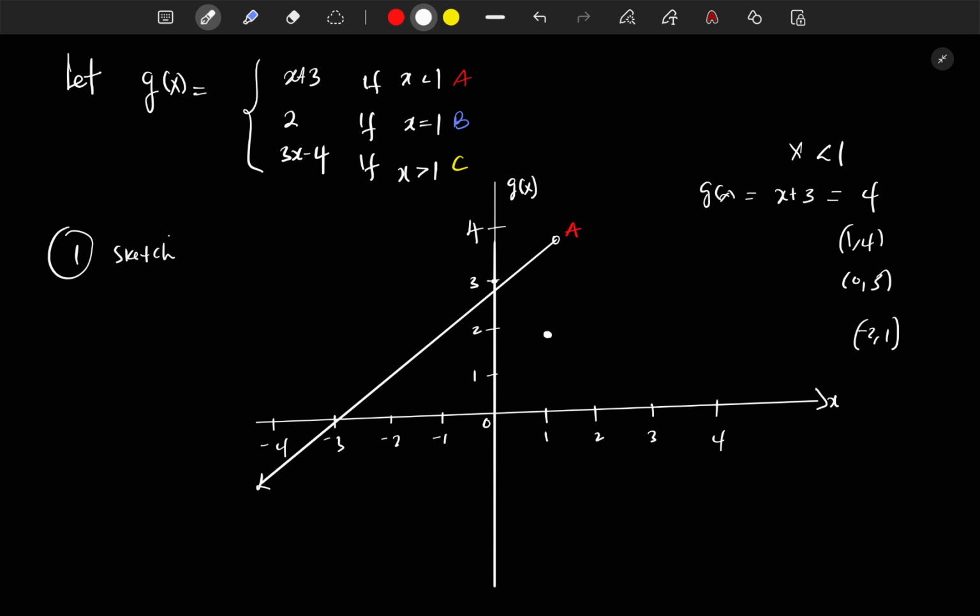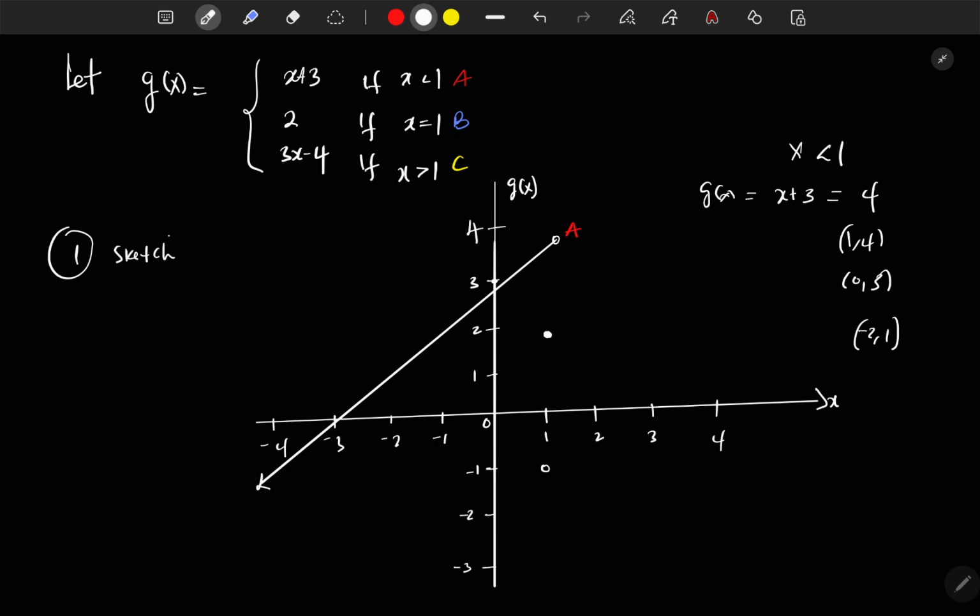Now 3x minus 4, and x is greater than 1. Again, if we start from 1, we are going to just circle it. If I put 1 in here, I'll be getting 3 minus 4, which will give me -1. Is that right? Meaning down here, I have -1, -2, -3. So I can put the point (1, -1). I'm not going to shade it, I'll circle it like that. Is it making sense?